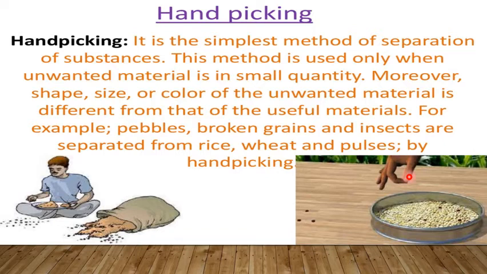Yes, so hand picking is the simplest method to separate the substance. Hand picking जो method है वो बहुत ही simple method है and बहुत ही less quantity में जब ये होता है तभी हम इस method को use करते हैं और जब huge quantity में होगा तो we are not able to do this. Yes, so moreover shape, size and color of the unwanted material is different from that of the useful material.